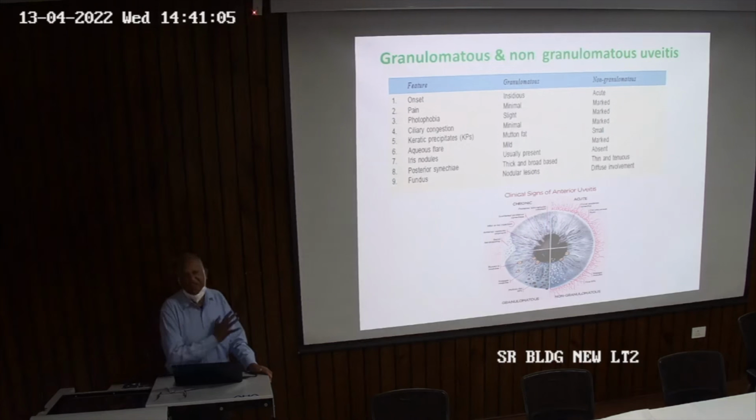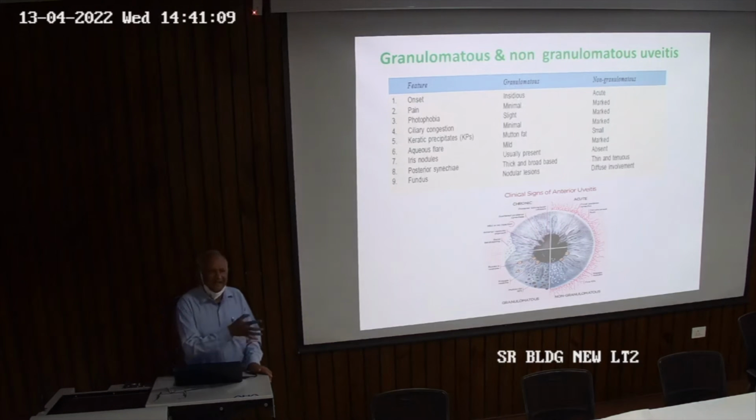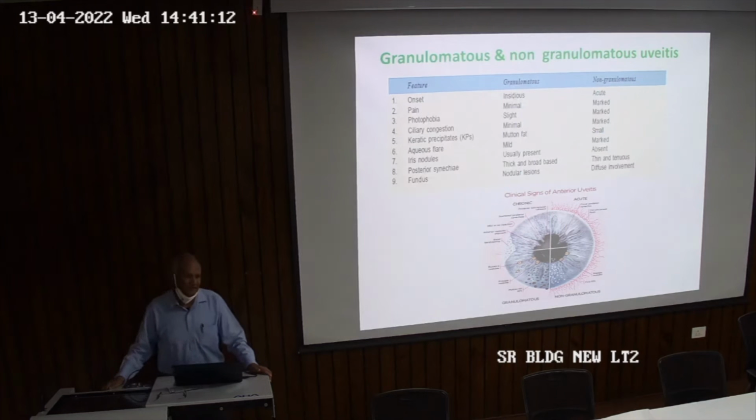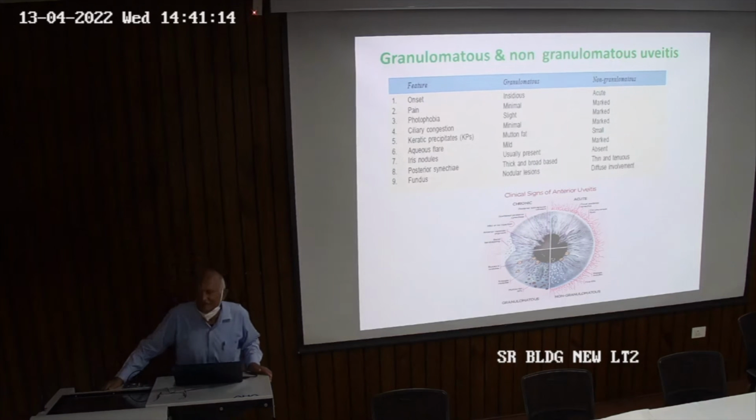In non-granulomatous acute uveitis, steroids are a must. In the tubercular or syphilitic cases, other things will be helpful. That is the differential diagnosis of granulomatous and non-granulomatous uveitis.